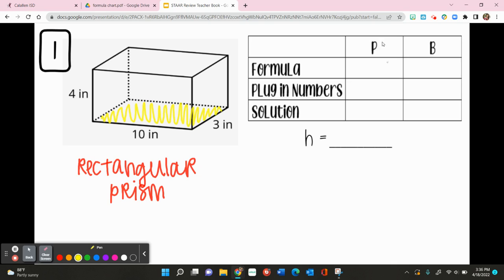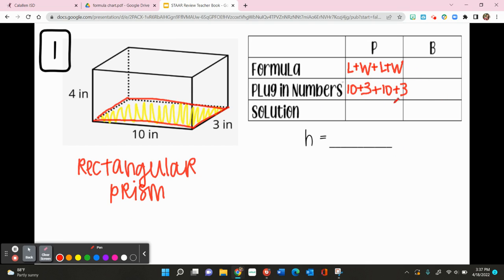So now we want to know, what is the formula for P? How am I going to find the perimeter of this rectangle? So remember, to find perimeter of a rectangle, it's length plus width plus length plus width. So for instance, here, my length would be 10, plus my width would be 3, plus, if this side is 10, this side is also 10, plus the length of this side, which is also 3.